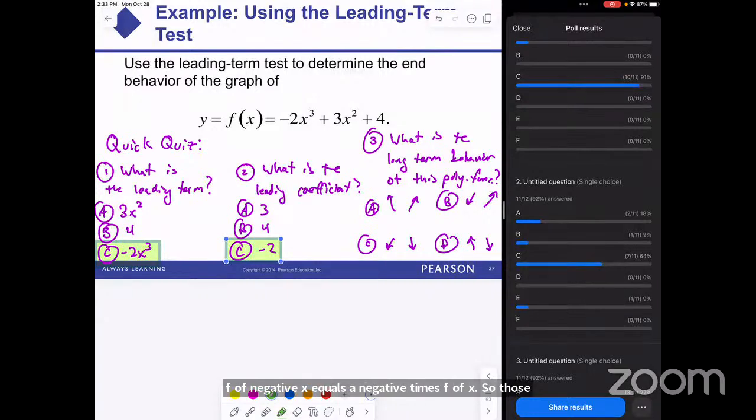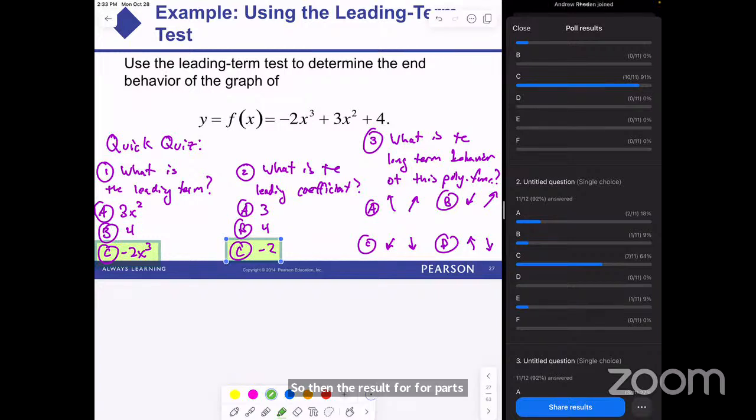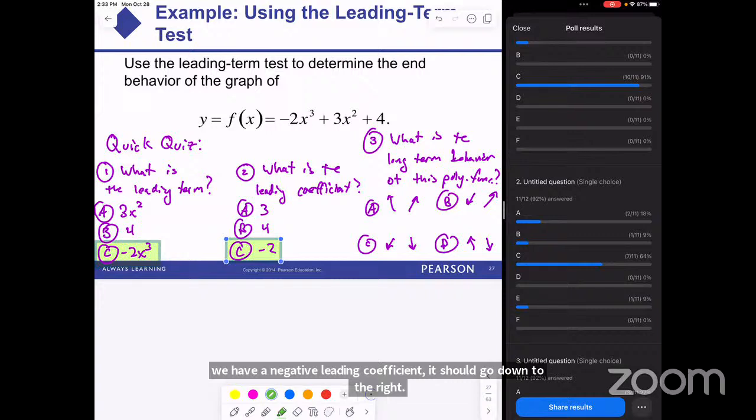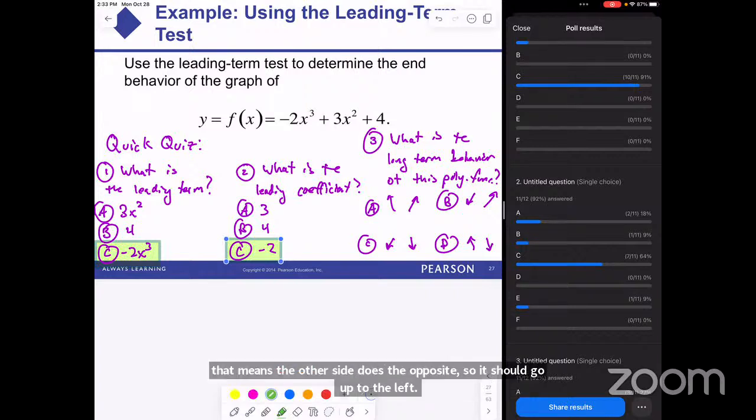So then the result for part C: if we have a negative leading coefficient, it should go down to the right. If the degree of the polynomial is 3, which is odd, the other side does the opposite, so it should go up to the left. So the only option that goes down to the right and up to the left is D.